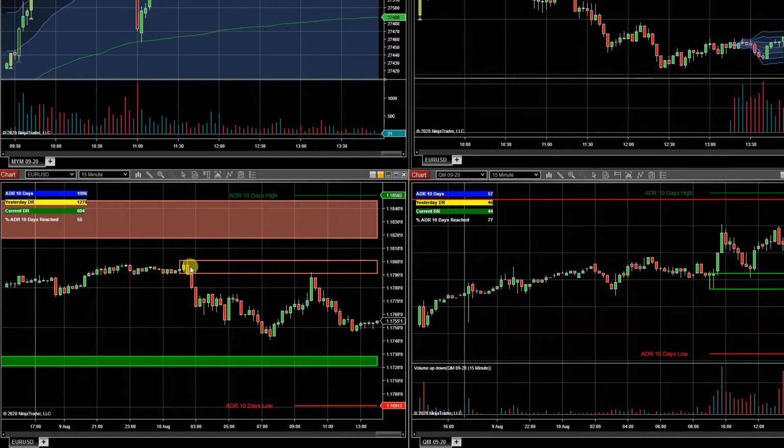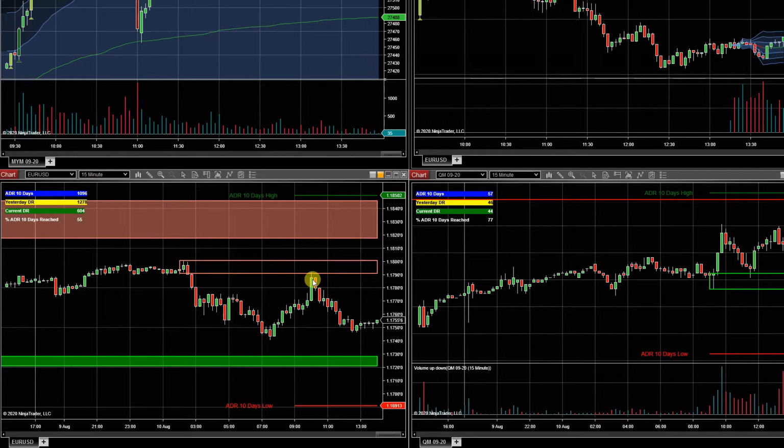So here we have a supply zone that was created during the London session. So it went down, down. So we had a supply zone being created here. What happened during the US session is it went back to the supply zone, and we had here a nice opportunity to sell.